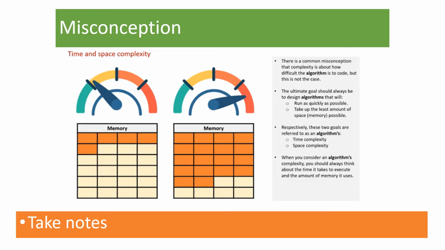There's a common misconception here that the complexity is about how difficult it is for us to write and code an algorithm. That's not the case. We always want to create an algorithm which is going to be as efficient as possible. That means it's going to run as quickly as possible and take up the least amount of space. And we represent these with time complexity and space complexity. We can assess how good an algorithm is by using these two measures.